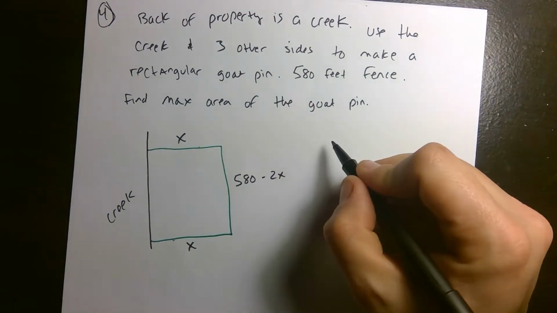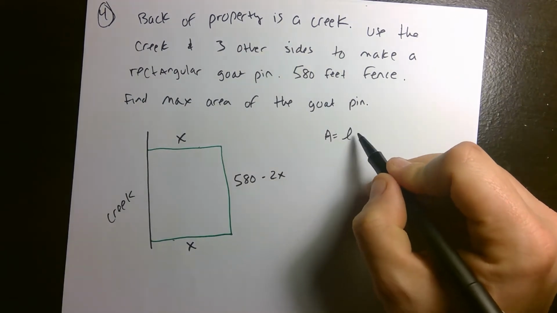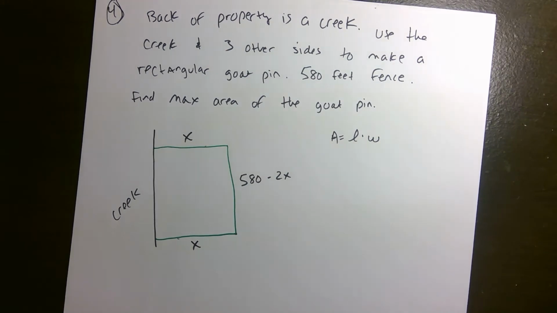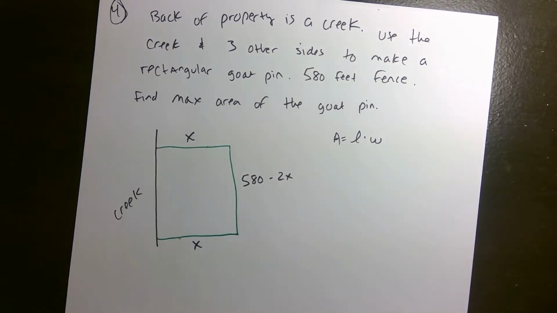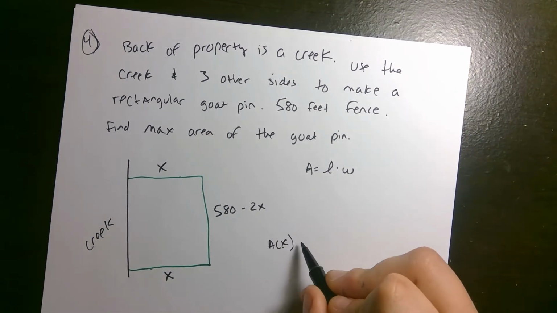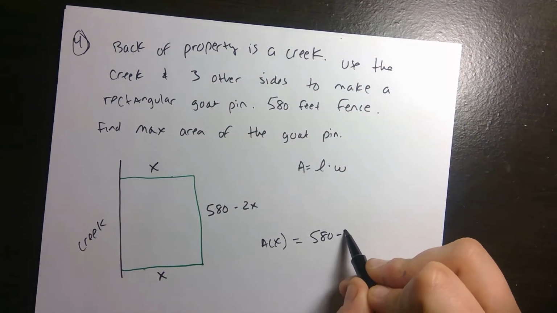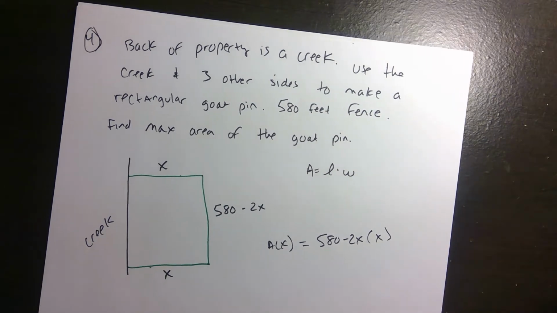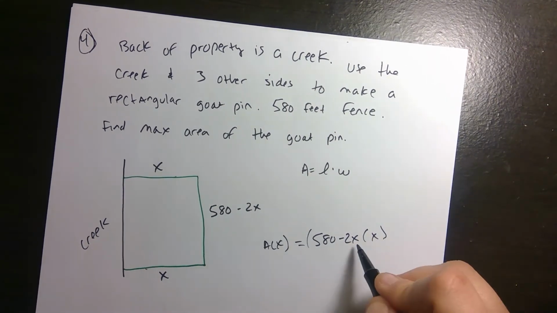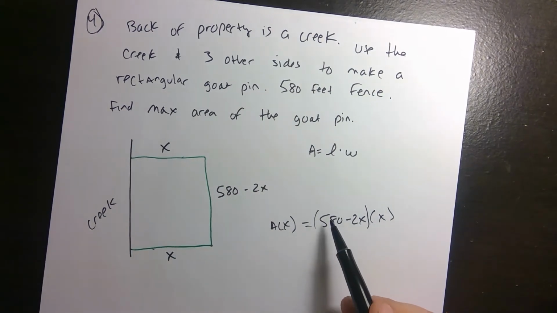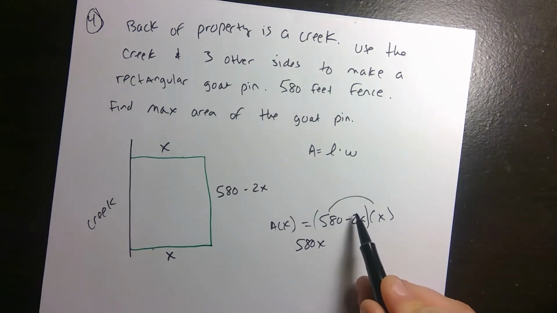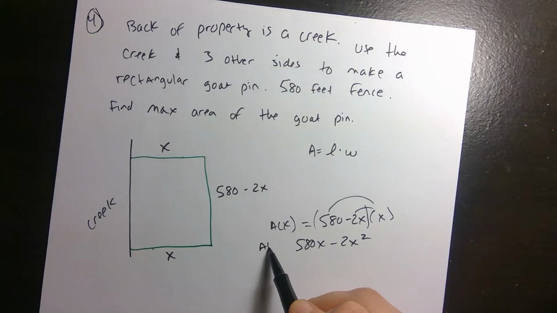Well, I also need to know that the area is equal to the length times the width because I'm trying to find the maximum area. If I look at this picture, I know the length and the width. The length of my pen is going to be this guy and the width of my pen is going to be X. And so I can write a function just from what I see. I can write A of X is equal to the length, so 580 minus 2X, times the width, which is just X. I'm going to put these guys in parentheses side by side, and I'm going to have to distribute because it's this piece times this piece. And so when I do this, I'm going to have 580x minus 2x squared. And this is my new function.